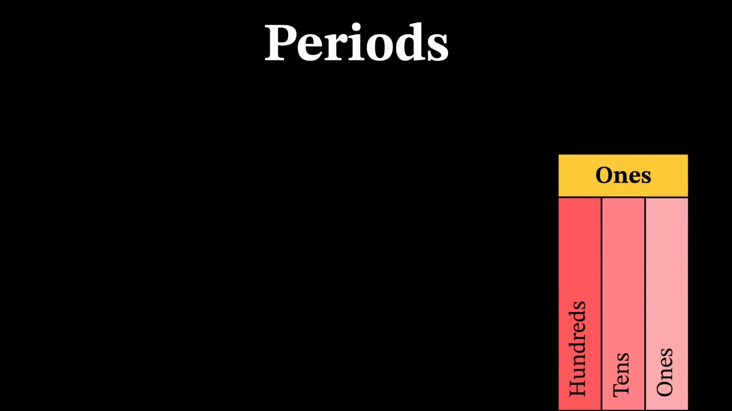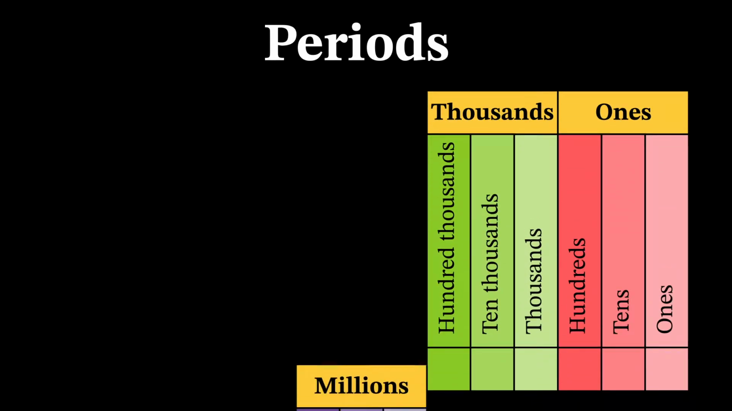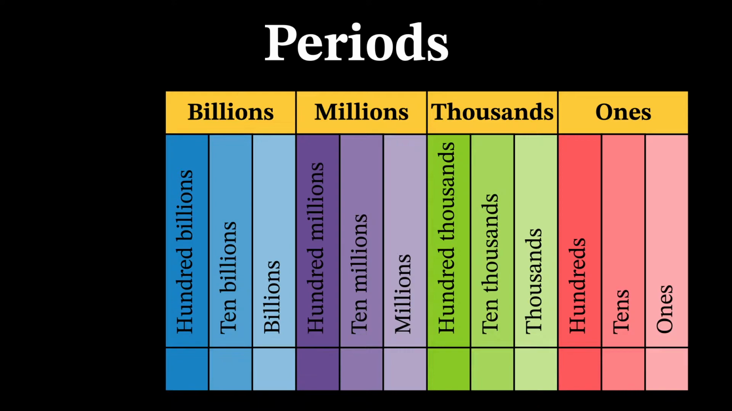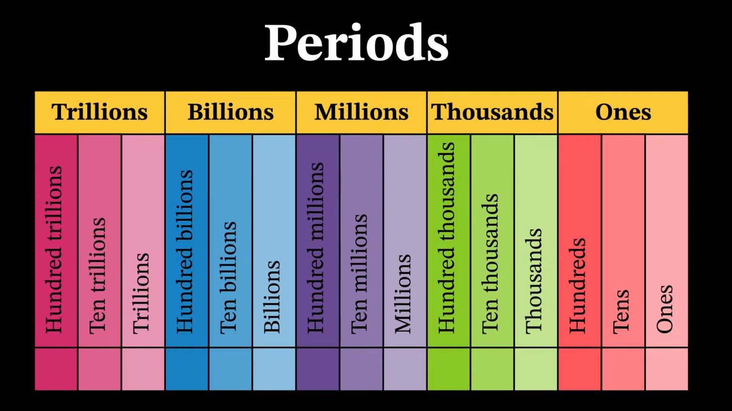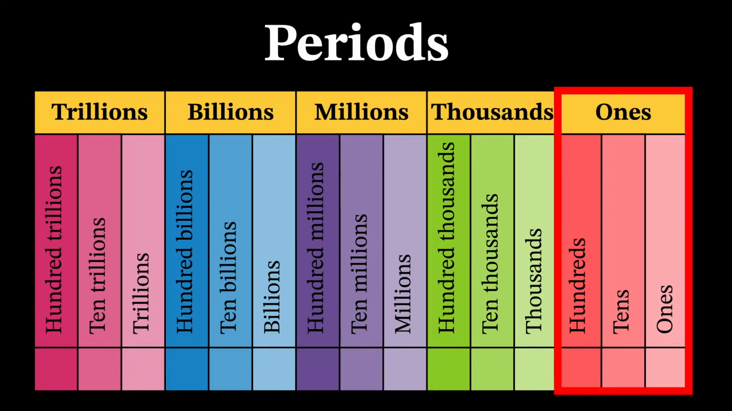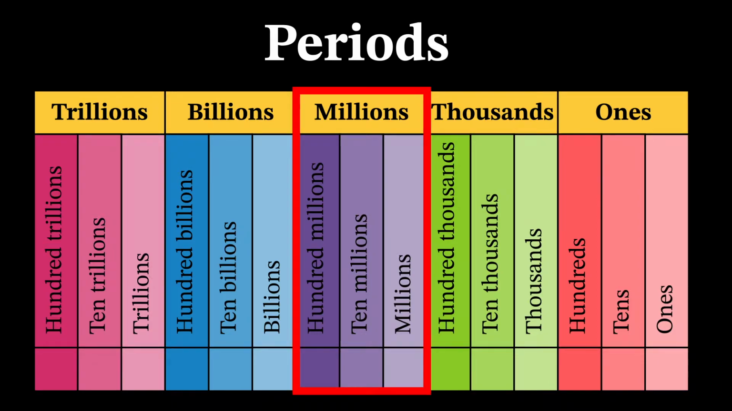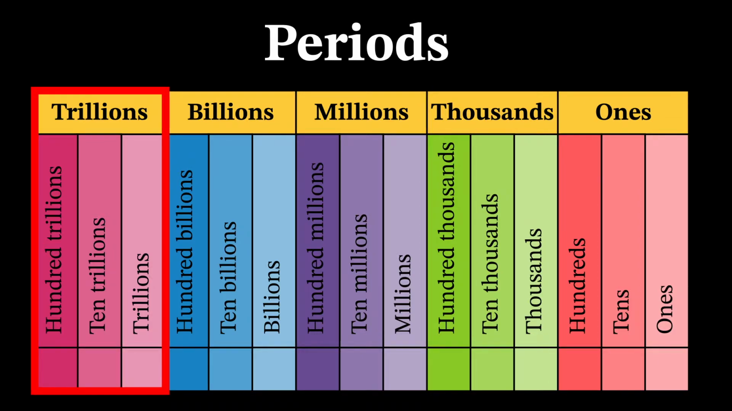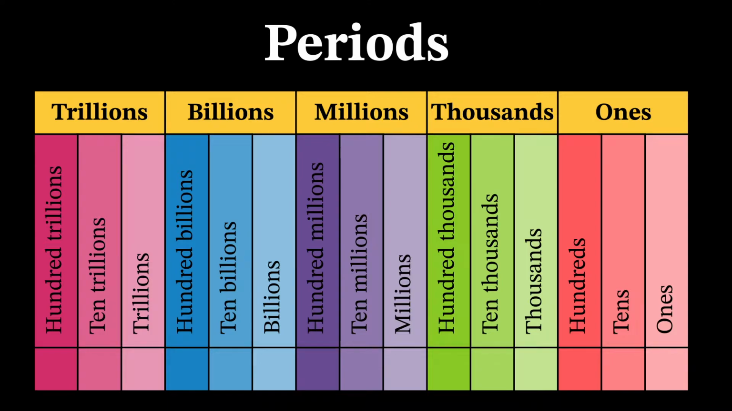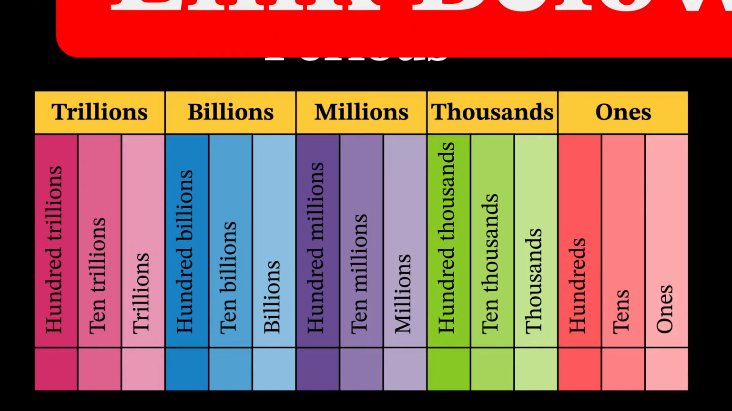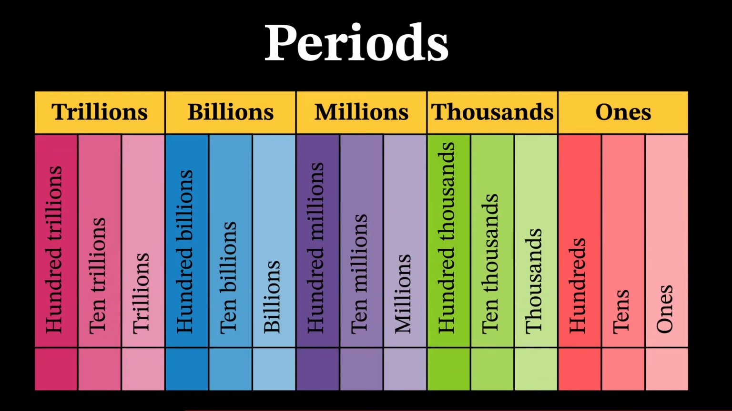Now, if you're unfamiliar with the names of the periods, we can name them starting on the right side. The names of the most common periods you will use are ones, thousands, millions, billions, and trillions. Now, if you want to learn more about the place value in periods, watch the previous lesson linked below in the description.